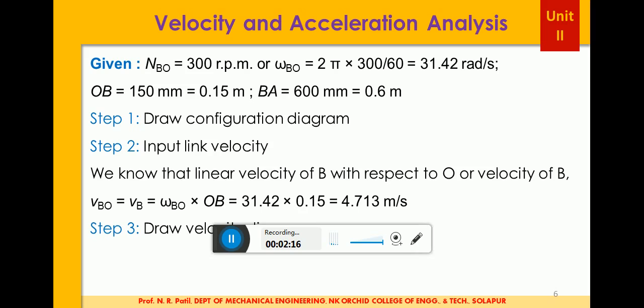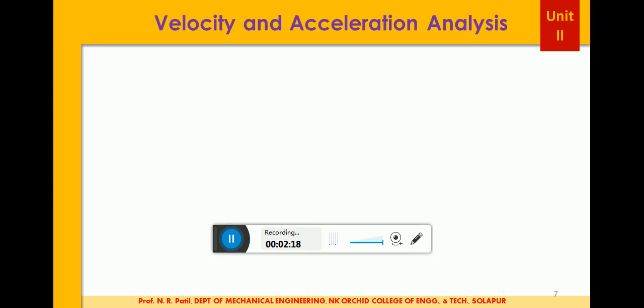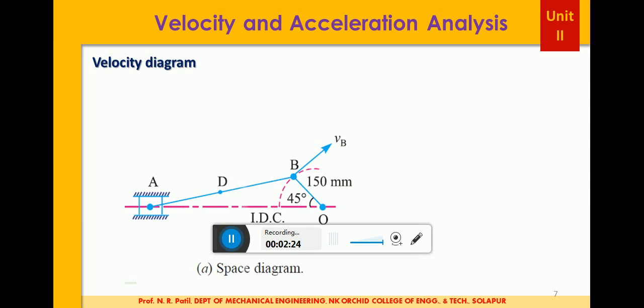And step number 3 is you have to draw the velocity diagram. So let us see how to draw the velocity diagram. This is a space diagram, also called a configuration diagram. You can see this line, which is perpendicular to link OB, indicates the direction of velocity. Why is it towards the right? Because the crank is rotating in the clockwise direction. So the velocity will be perpendicular to the link OB and in the direction of rotation. So this is the velocity of B with respect to O.